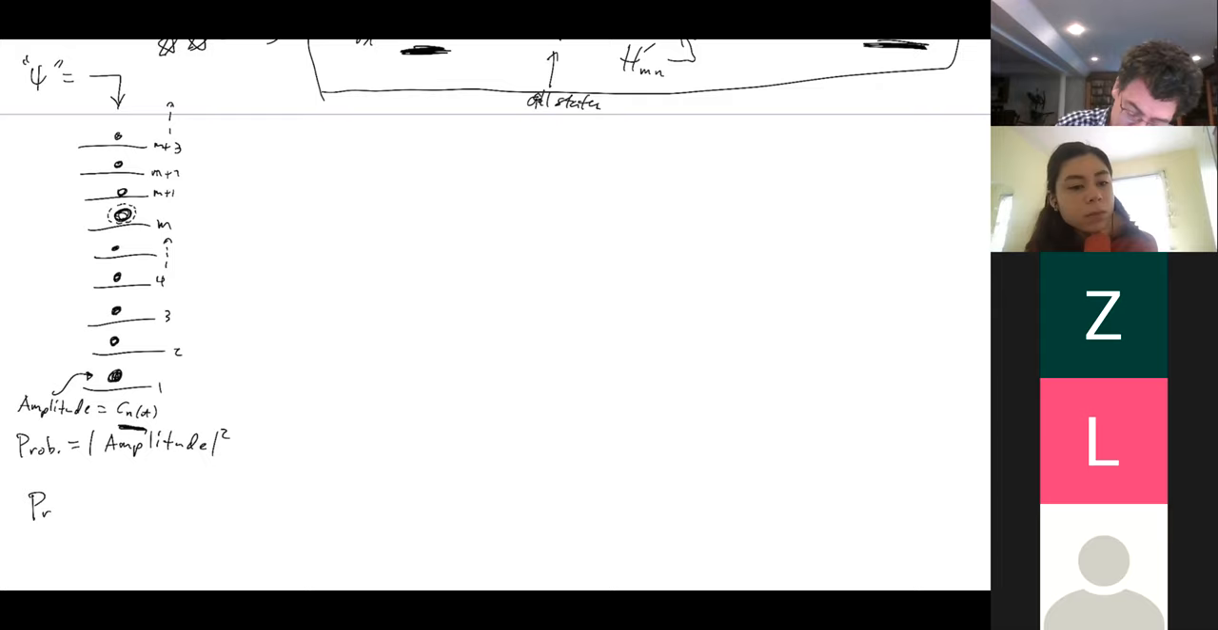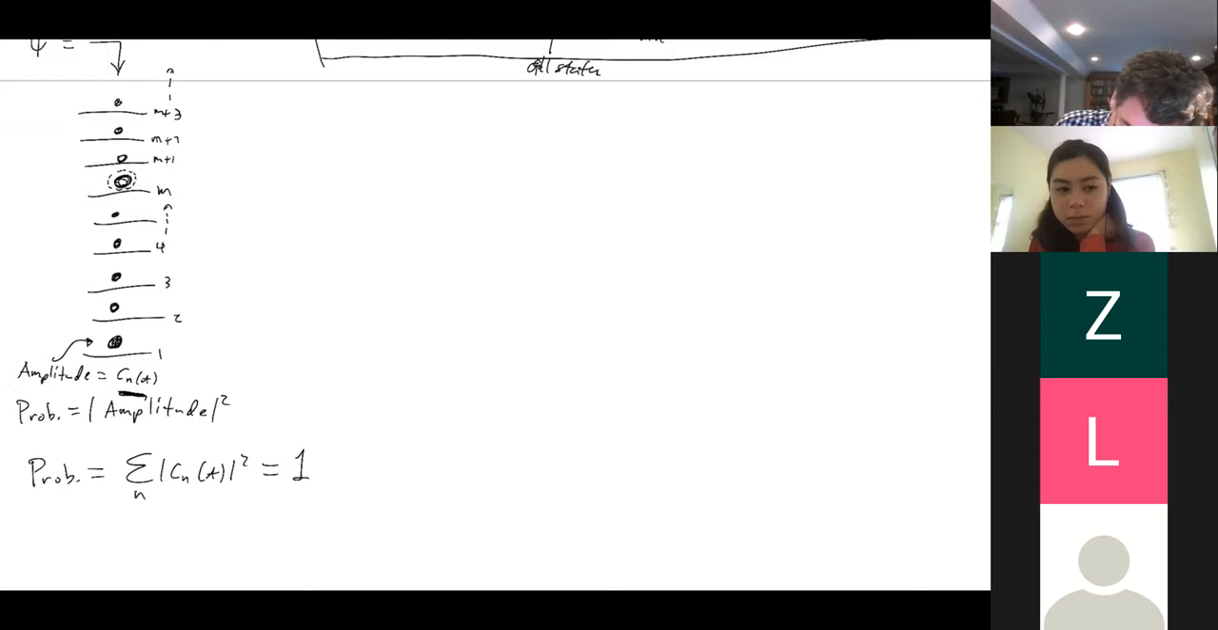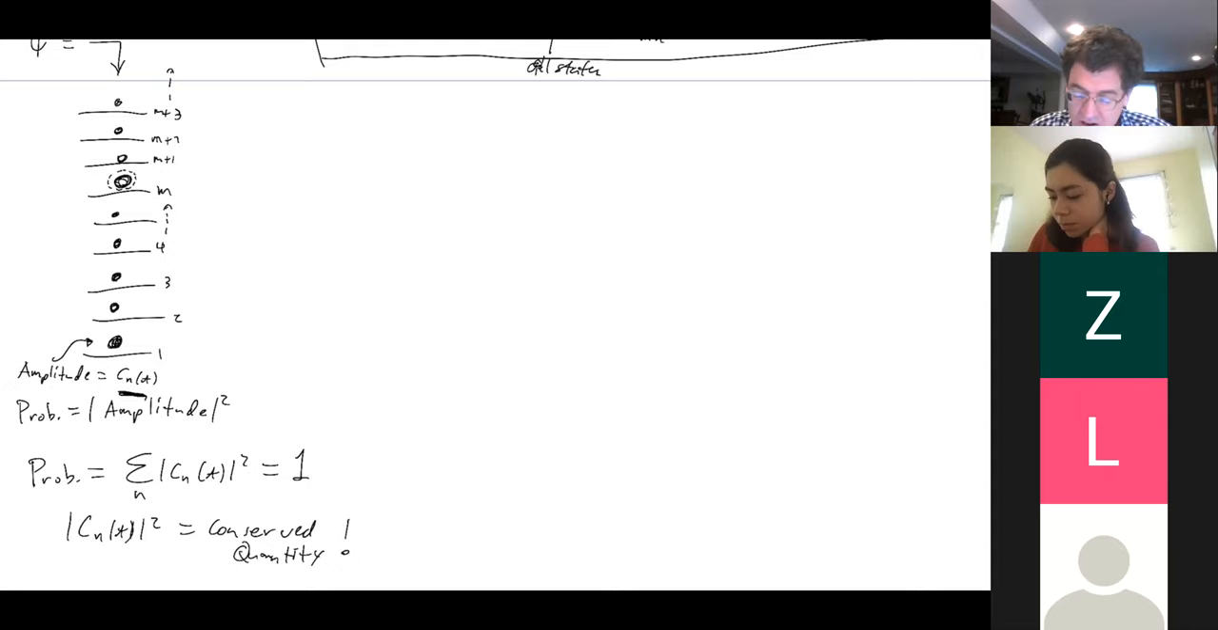Because if I sum all the cn's together, what do I get? One. Yes. So this stuff is conserved. cn of t, this amplitude, is a conserved quantity. And that means there's a finite amount of it. It's neither created nor destroyed.